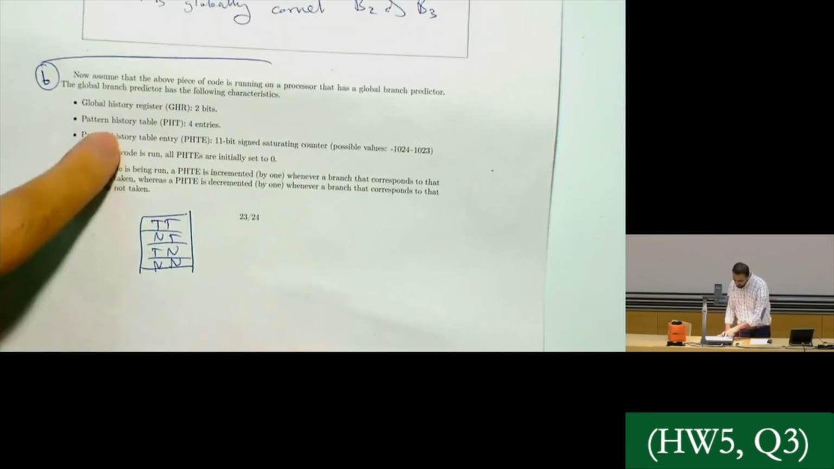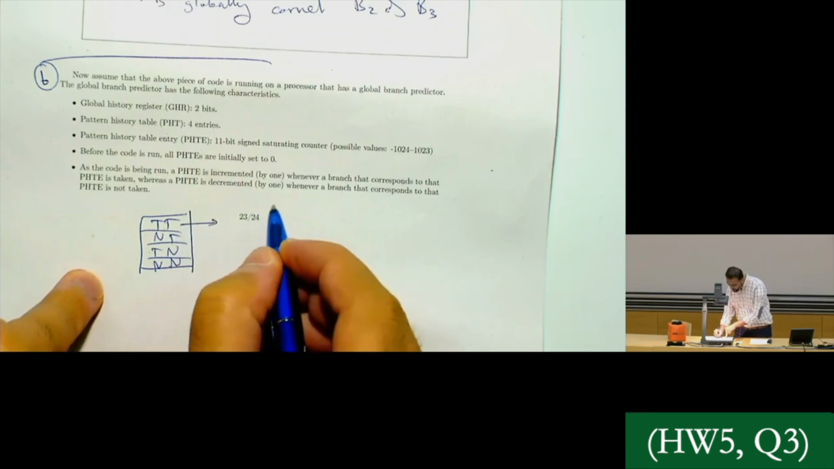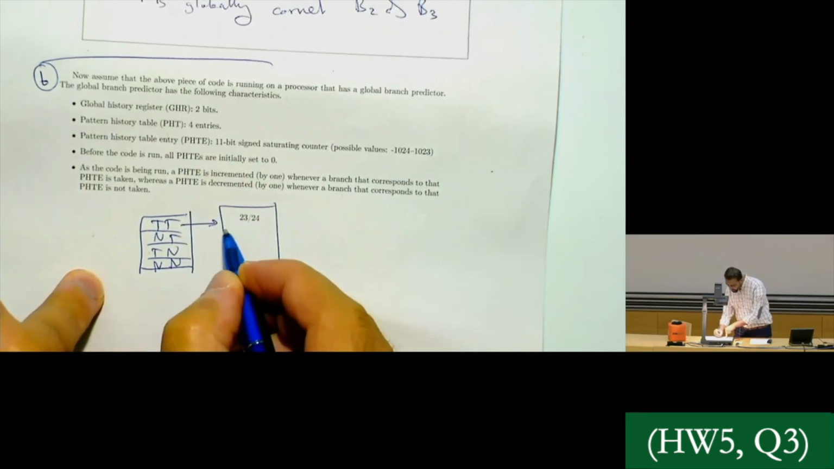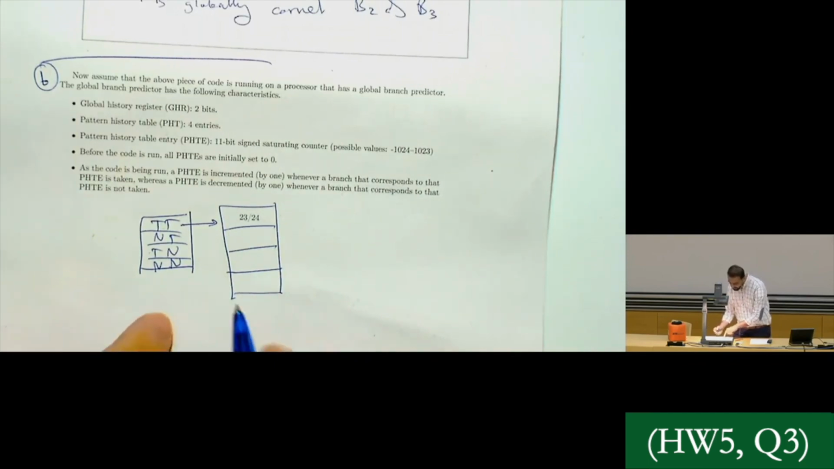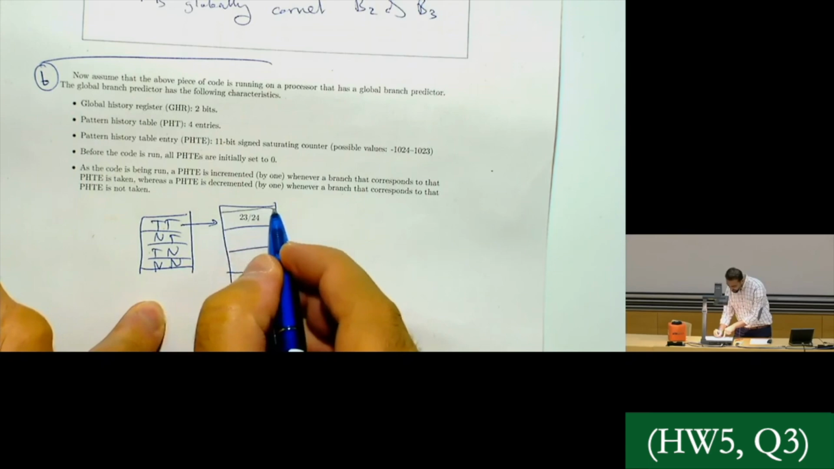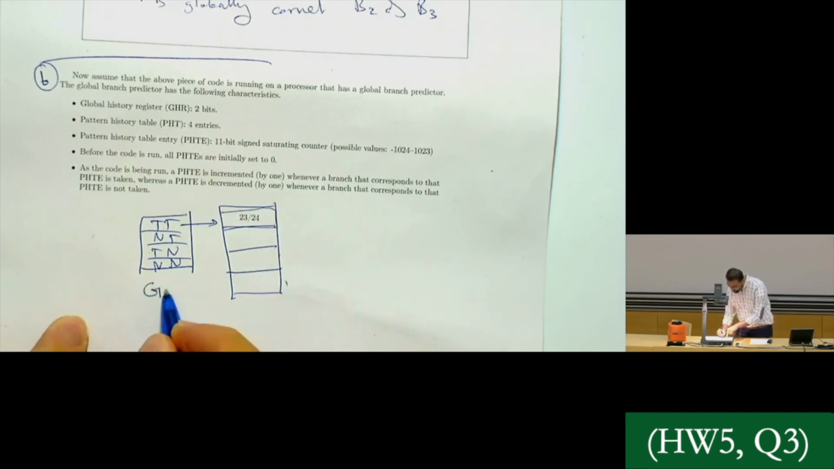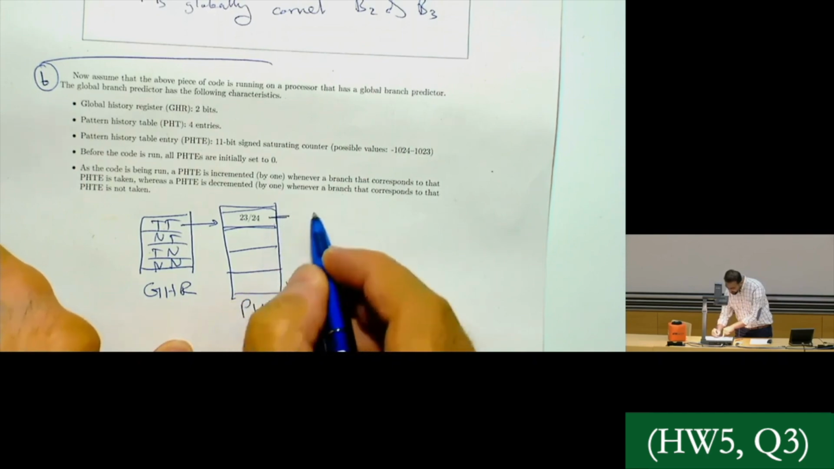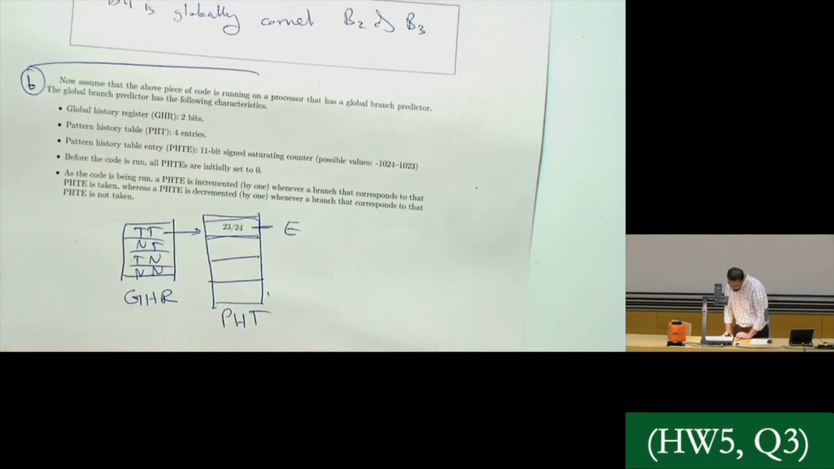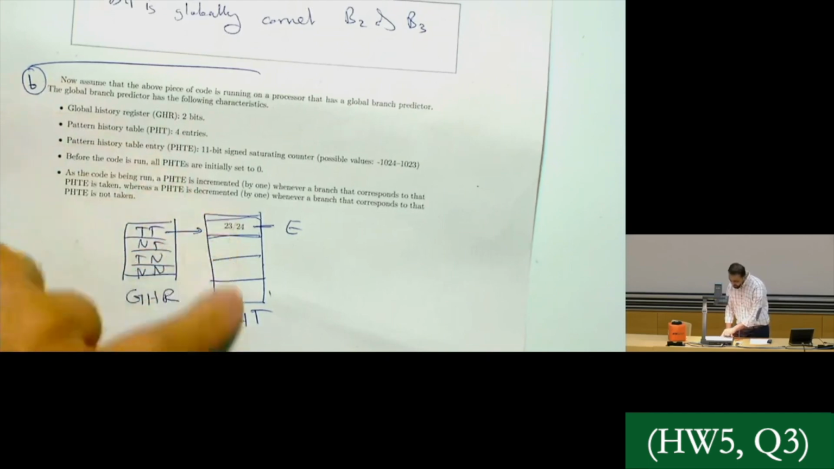And the pattern history table, I'm storing 4 entries as well. So for each one of those, it could direct me to this pattern history table where I'm storing something in each entry. So I'm having 4 entries; this is the global history register, this is the pattern history table, and this is the entry. I'm setting all those values to 0 initially.